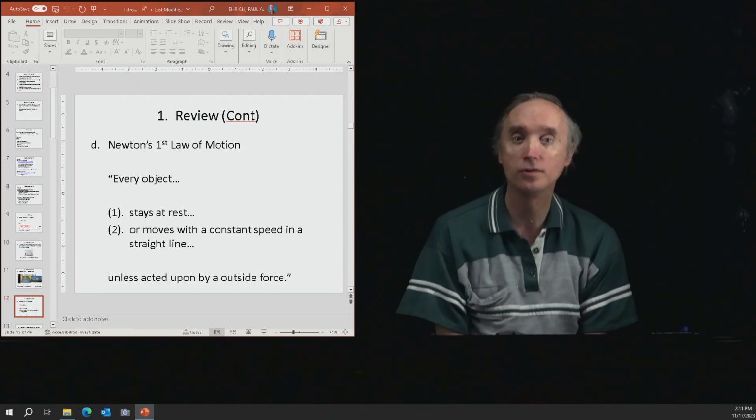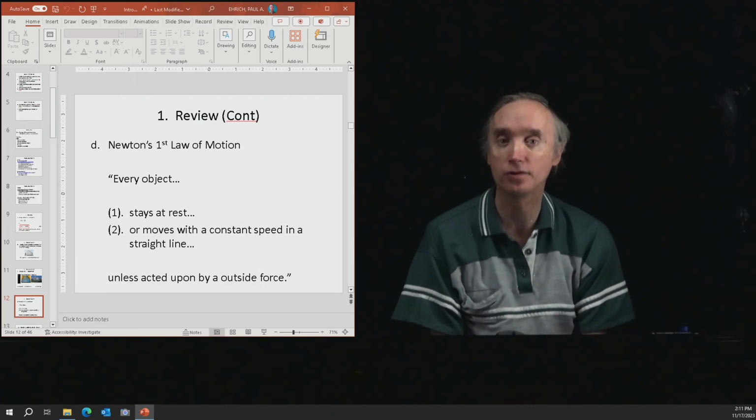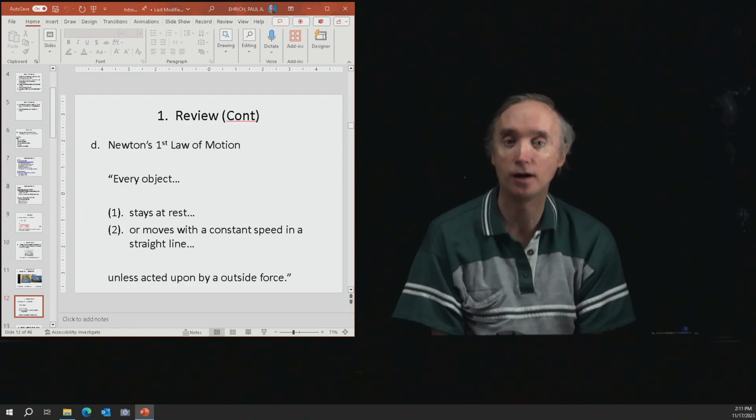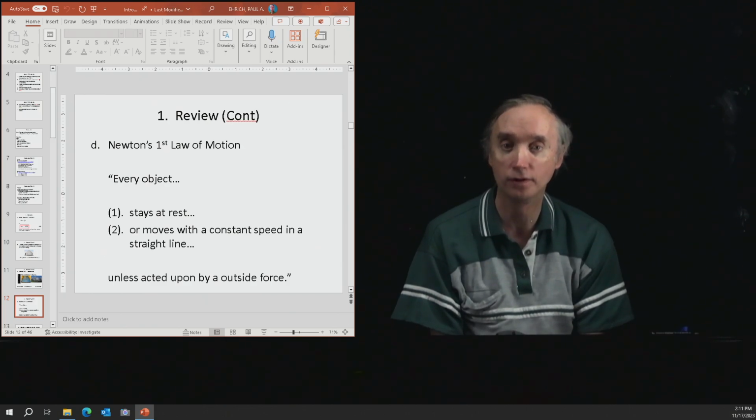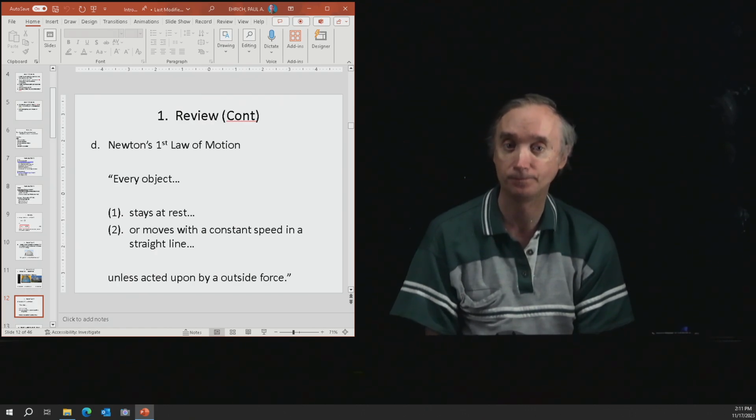Okay, and then we also learned about Newton's first law of motion. That said that every object which is at rest will stay at rest forever and ever unless acted upon by an outside force. Or if that object is moving, it will continue to move forever and ever in a straight line with a constant speed unless acted upon by an outside force.